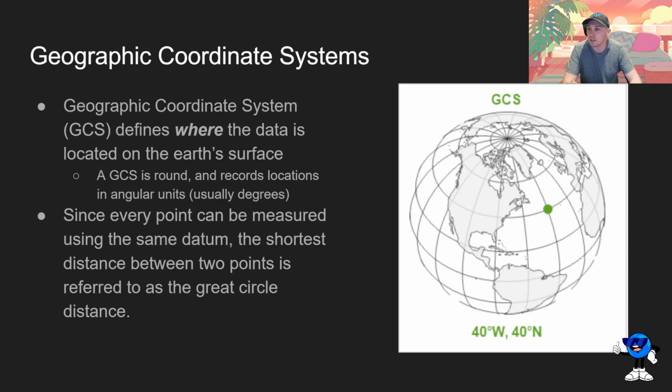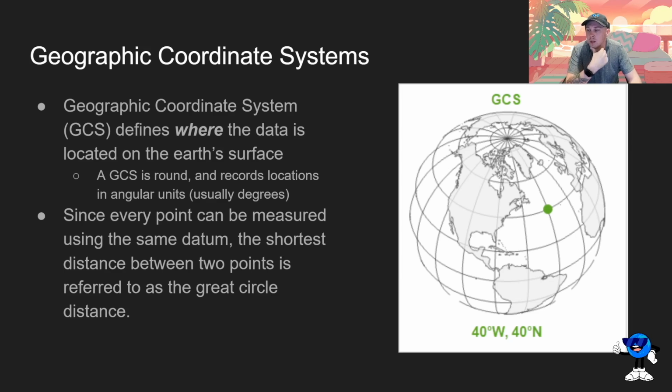The GCS is a global reference system, as I just mentioned. These GCSs consist of lines of latitude and longitude that cover the entire planet and are used to find a specific position. So in the image we have here, that green dot is at 40 degrees west and 40 degrees north.